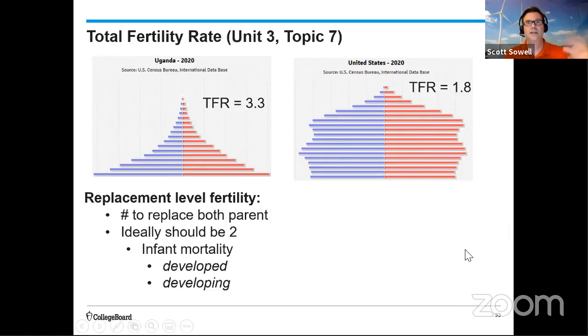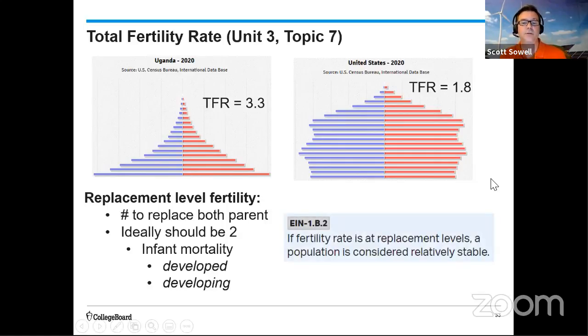So if we compare this replacement level fertility with total fertility rate of a country, we might be able to see a relationship there. And so if the fertility rate is at replacement levels, a population is relatively stable. So that's kind of where the United States is. We're a little bit lower than replacement level, but we're not seeing the massive population growth that Uganda is because their total fertility rate is much higher than the replacement level fertility.